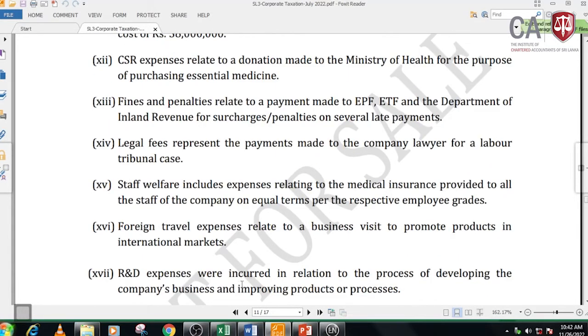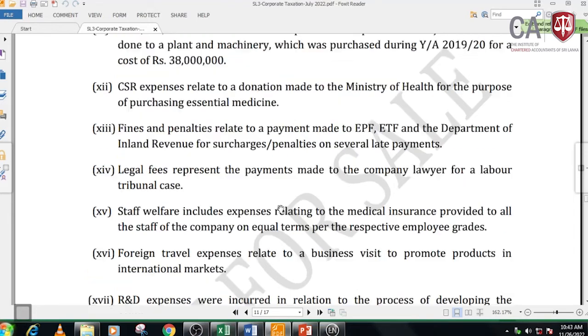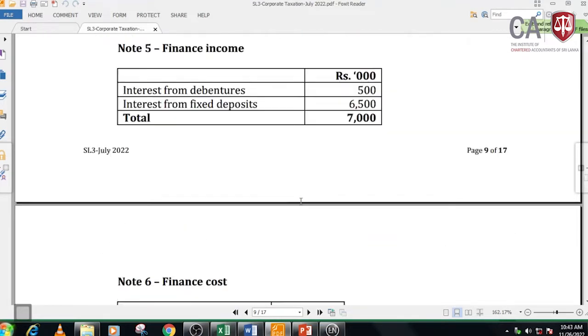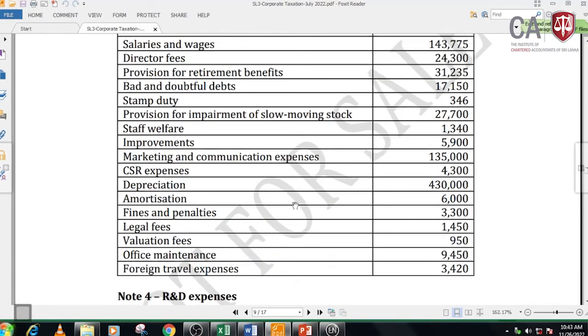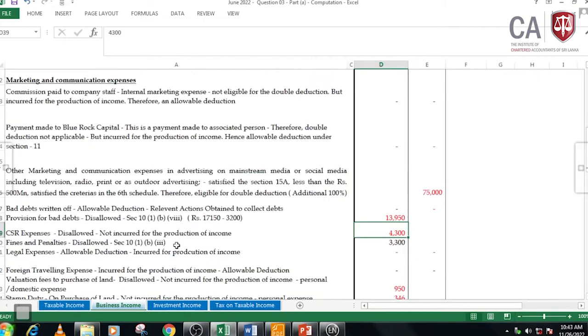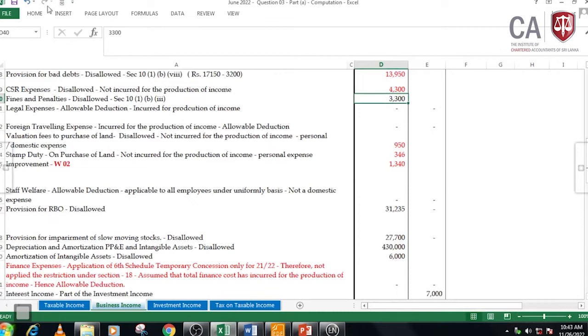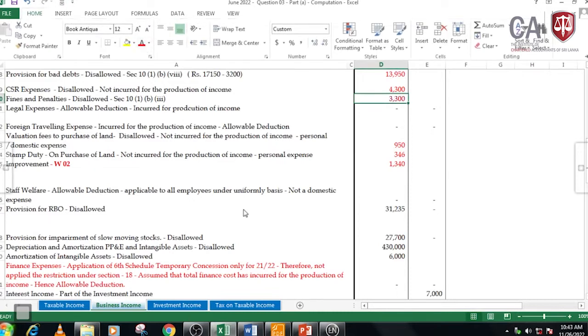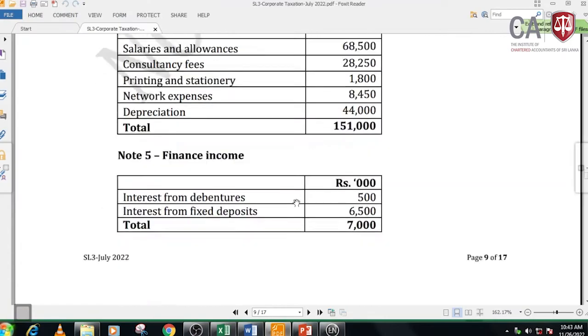Then let me come to paper again. Here, the fines and penalties related to payments made to EPF, ETF and the Department of Inland Revenue for surcharges or penalties on several late payments. This is again fines and penalties under section 10. It should be disallowed. Now, what is the value of the fines and penalties? It is 3,300. It should be disallowable. Then in the business income, 3,300 is disallowed. Done. Then what's the next adjustment?